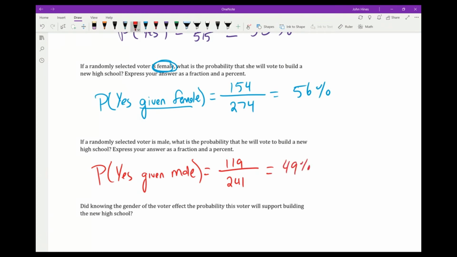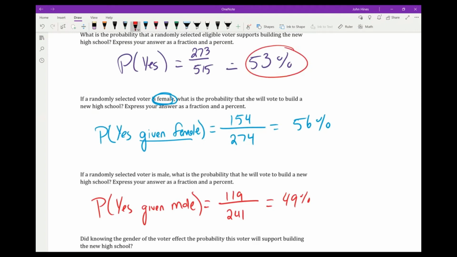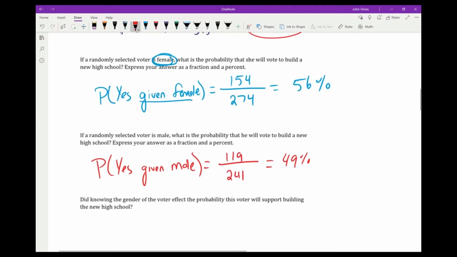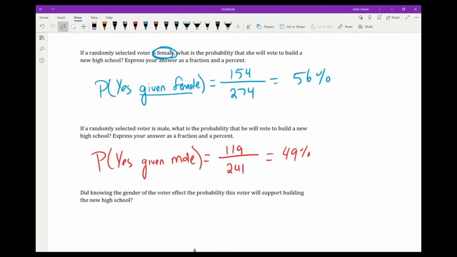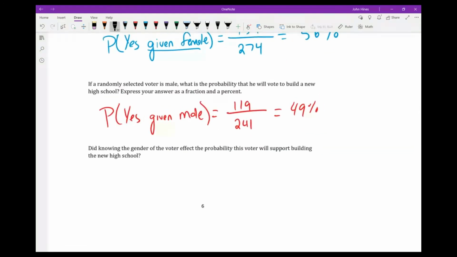So did knowing the gender affect the probability of the voters supporting the high school? It did. Overall, it was a 53% yes. But if we break down and give extra information about the people we're picking, if I'm just looking at the female subgroup, 56% of them do. But if I'm just looking at the male group, only 49% of them do. So did knowing the gender affect the probability? Yes. There is an association.